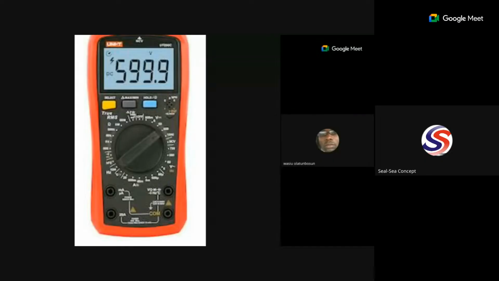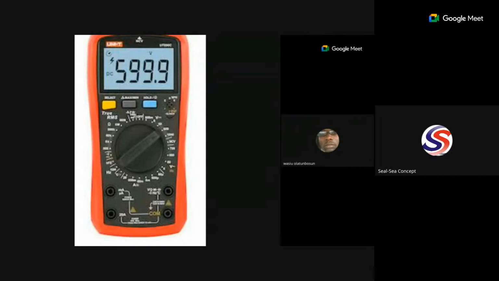If you are talking about the instrument you need to test for your voltage, that's a voltmeter. If it's an instrument that you need to test for your current, it is an ammeter. If you are looking for an instrument to test for your resistance, it is an ohmmeter. But we now have one that is built for all these parameters. So that's why we call it a multimeter.